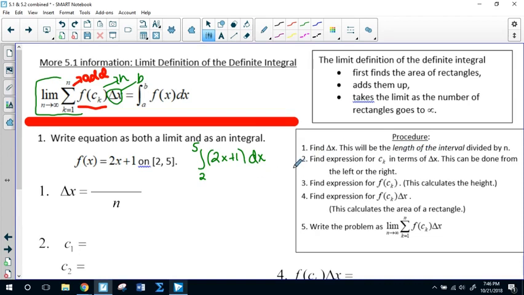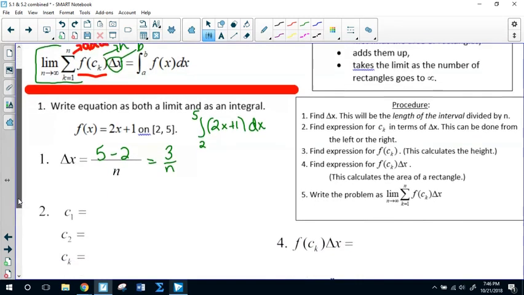So the first thing you do is you find delta x. Okay, delta x is, again, the base value of your rectangle, right? So that would be the upper bound minus the lower bound divided by the number of rectangles you're trying to create. Well, we want to have an infinite number. That's why we're calling it n. So my delta x in this case is 3 over n.